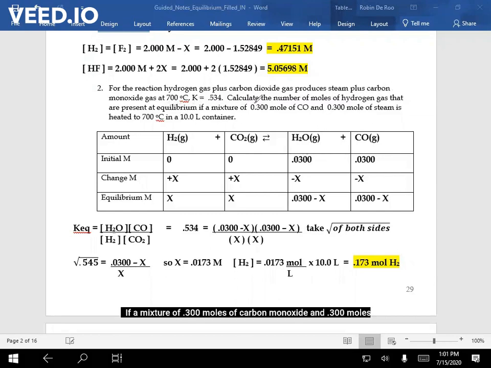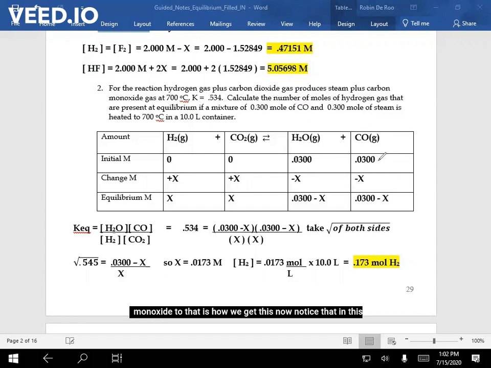You're asked to calculate the number of moles of hydrogen gas that are present in equilibrium if a mixture of 0.300 moles of carbon monoxide and 0.300 moles of steam is heated to 700 degrees C in a 10-liter container. So we would first want to calculate the molarity of the steam. So that's how we get this. And the molarity of the carbon monoxide. So that's how we get this.